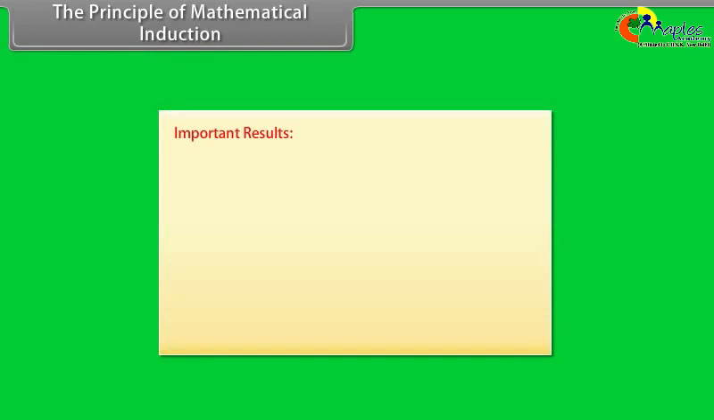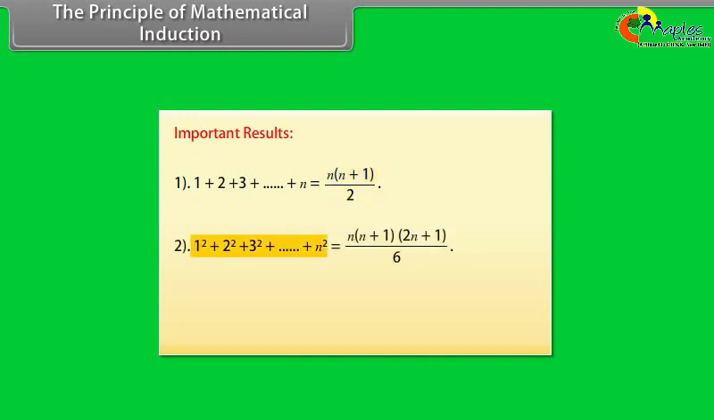The principle of mathematical induction. Important results. 1 plus 2 plus 3 up to n is equal to n times (n plus 1) by 2. 1 square plus 2 square plus 3 square up to n square is equal to n times (n plus 1) times (2n plus 1) by 6. 1 cube plus 2 cube plus 3 cube up to n cube is equal to n square times (n plus 1) square by 4.